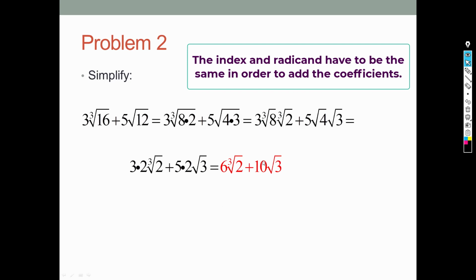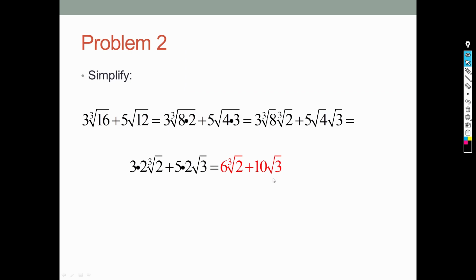If these were both square roots, I could add the 10 and the 6. Or if they were both cube roots, I could add the 10 and the 6 and get 16 times that radical. But a square root and a cube root, that's like an x and a y. They're different. So that would be your final answer.